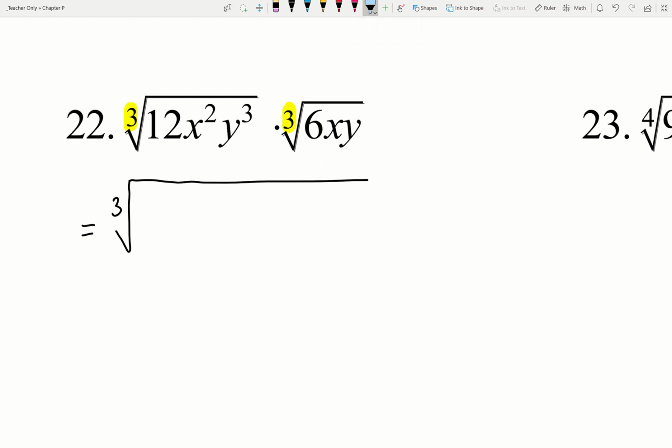And we're going to do that part by part. So we've got 12 times 6. If you multiply those out, I believe that's going to give you 72. Let's multiply our x portions together. So that's going to be x squared times x. Those are multiplying like bases, so we would add those exponents. So 2 plus 1, that of course is going to make 3. And then finally, for our y terms, it's going to be y to the 3rd times y. And so adding those exponents again, that would simply be y to the 4th power, okay?